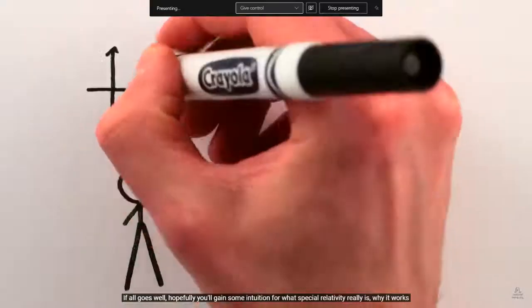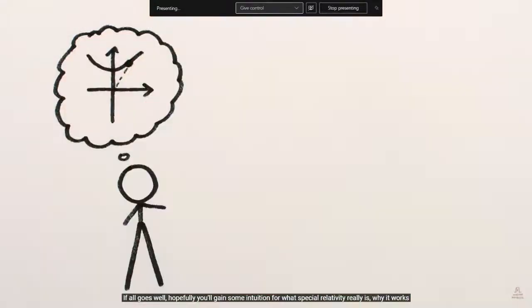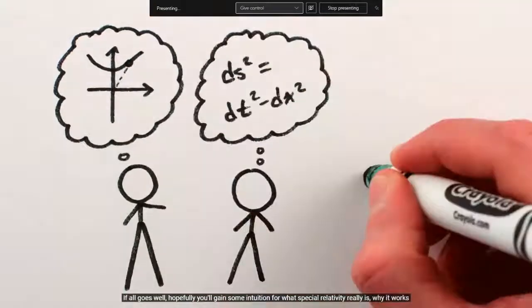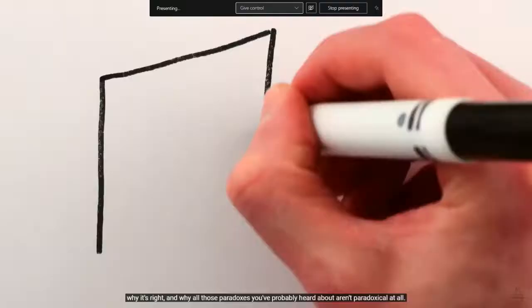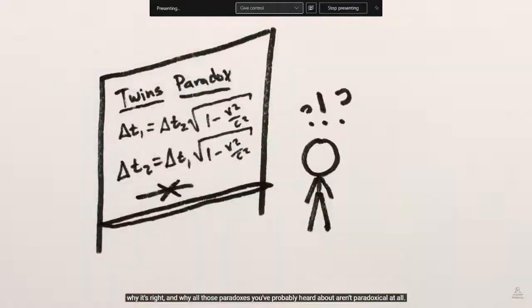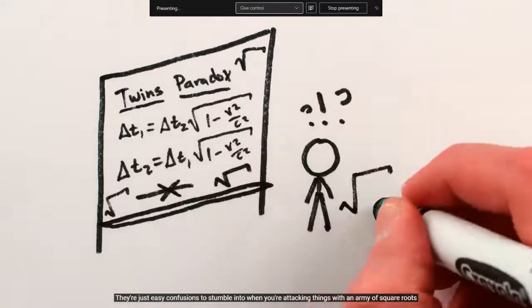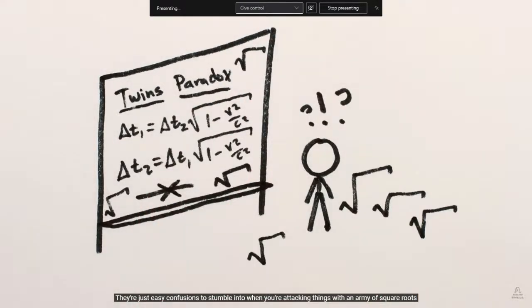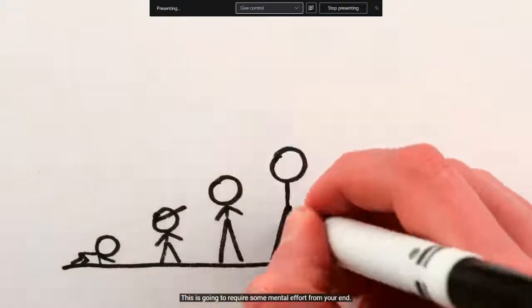If all goes well, hopefully you'll gain some intuition for what special relativity really is, why it works, why it's right, and why all those paradoxes you've probably heard about aren't paradoxical at all. They're just easy confusions to stumble into when you're attacking things with an army of square roots. This is going to require some mental effort from your end.